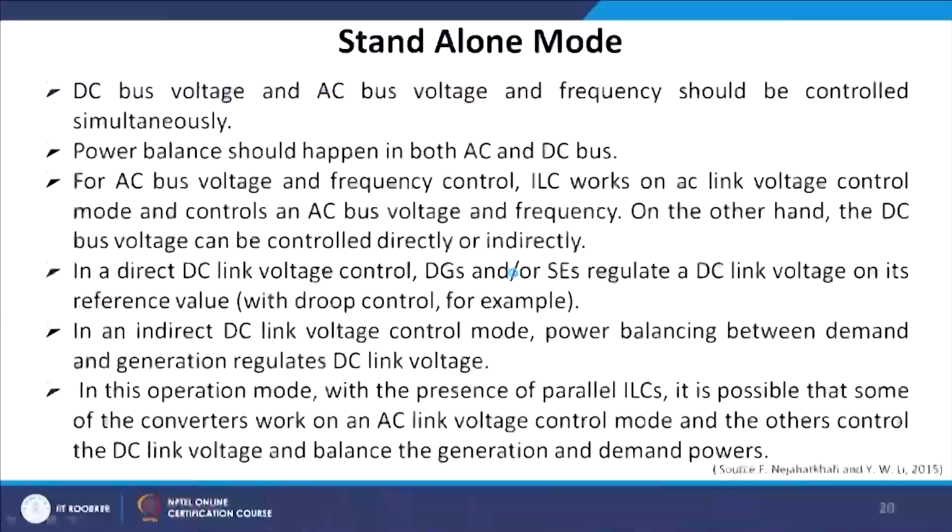In this operation mode, with the presence of parallel interlinking converters, it is possible that some of the converters work on an AC link voltage control mode and the others control my DC link voltage to balance the generation and demand powers.